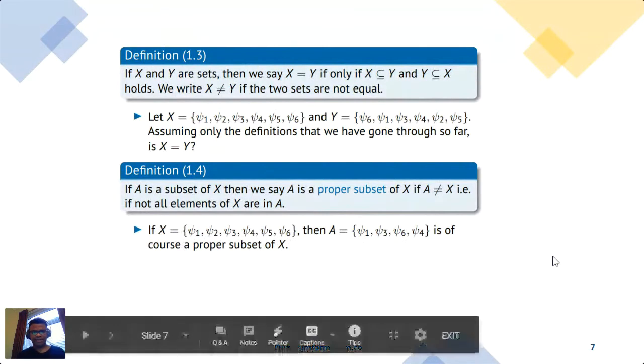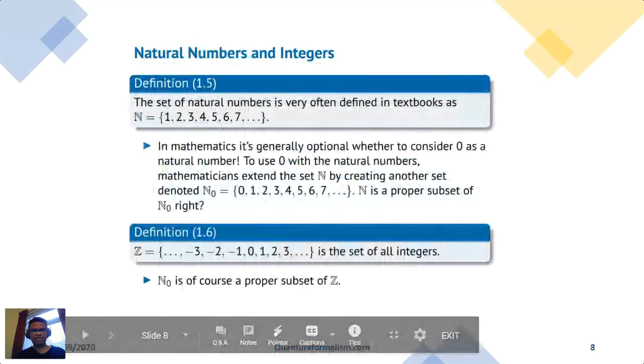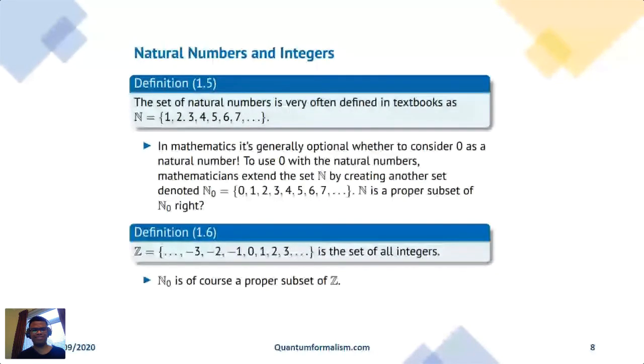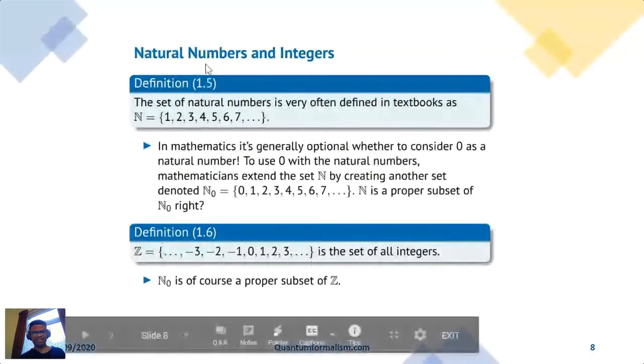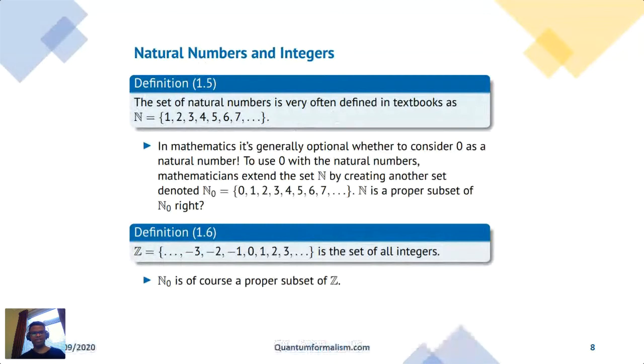So the next is natural numbers and integers. This is something that we learn. Some of you might be thinking why we even have to go through this, but it's very important. The set of natural numbers is often in the textbooks defined like this. Just in case you come across it in the future, it's still a debate whether 0 should be classed as a natural number or not.